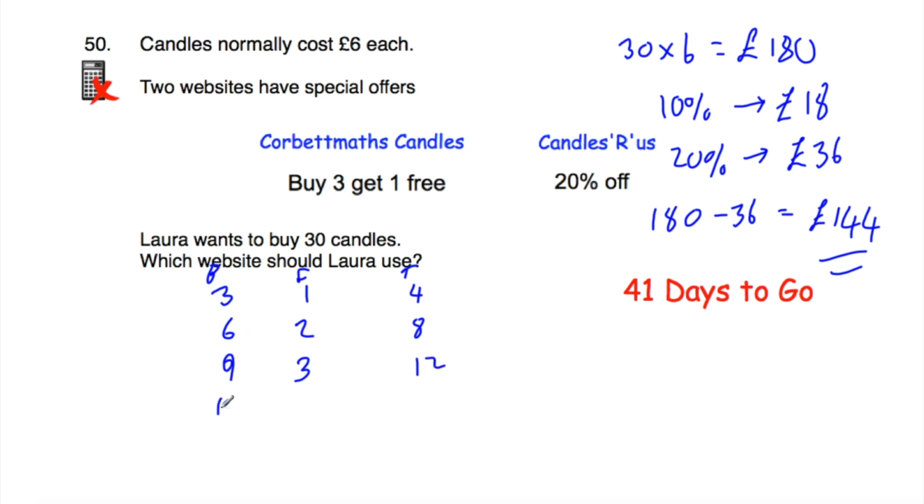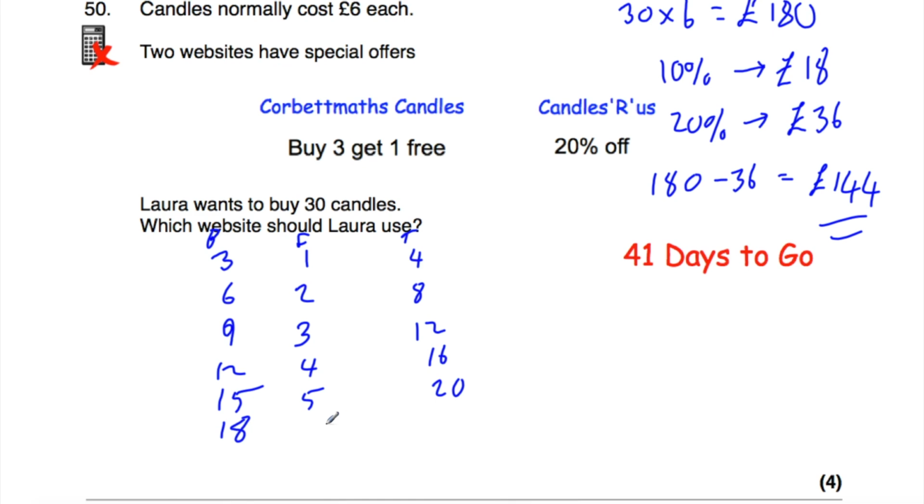And we can carry on. She could buy 12 and get 4 free. That'd be 16. She could buy 15 and get 5 free. That's 20. She could buy 18 and get 6 free. That's 24. She could buy 21 and get 7 free, and that's 28. Now she wants to buy 30. If she bought another 3, that'd be 24, and then it'd be 8 free. That's 32. So that's too many. She only wants to buy 30. So we're not going to go for that option. We're going to go for this option here.